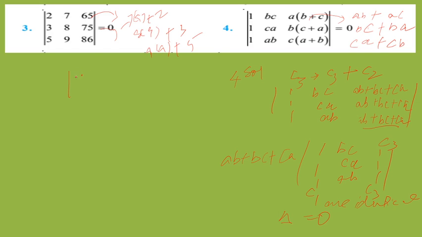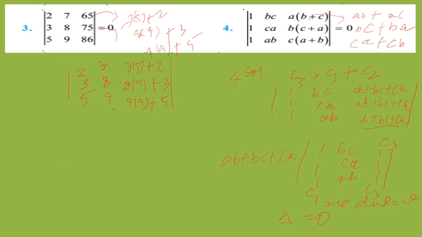The first column elements are 2, 3 and 5. The second column, let me write like this: we have 7, 8 and 9. But the third column, 65, I am writing as 7 into 9 plus 2, that is 63 plus 2, right? And 75, I am writing 8 into 9 plus 3. Third column, I am writing 9 into 9, 9 9s are 81 plus 5.